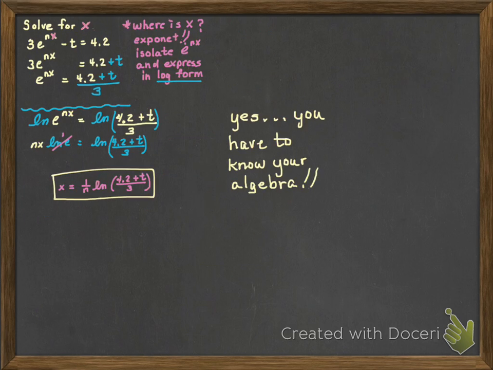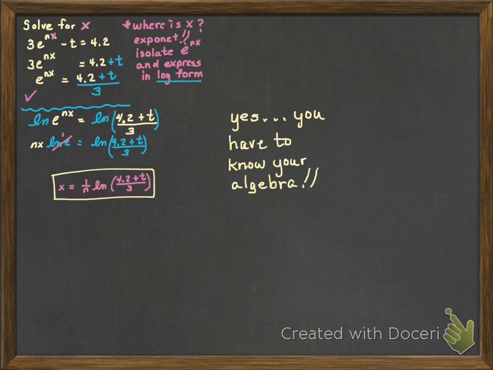The next slide, this time you have exponential form. There are no log words, so you know you're going to end up in log form. The reason is I have an x in the exponent. So there is your problem. You'll notice where is x? It's in the exponent. So I'm going to isolate the e to the nx term and then flip it into log form. And that's what I've done here.